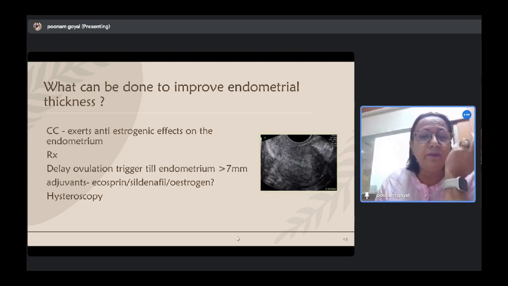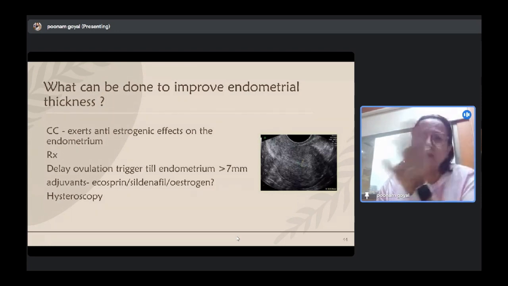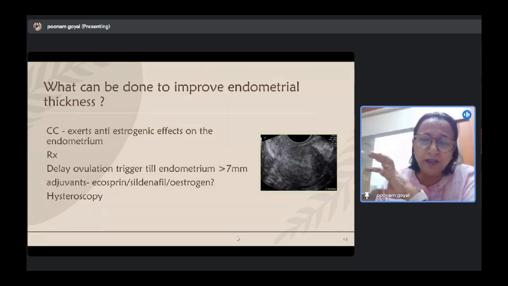Otherwise, people are using ecosprin, sildenafil, then estrogens. But once you start estrogen, then please don't stop it in between; we have to give it for the full cycle. And if at all you are giving it, then 2 milligram will be enough.